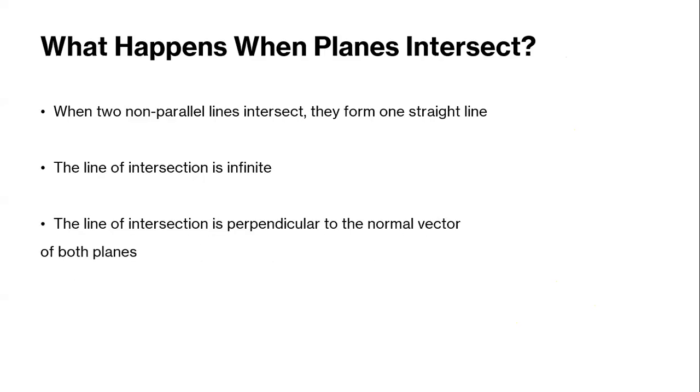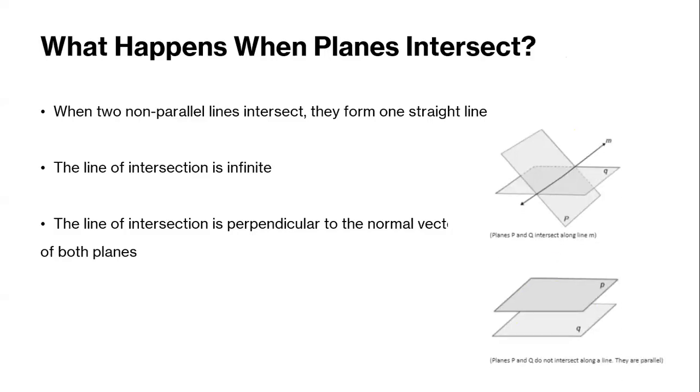So when planes are in a 3D space, they will eventually touch, but they don't just touch, they intersect. And when they intersect, they form a straight line. And this line is infinite, meaning it moves forever in both directions. And this line of intersection is perpendicular to the normal vector of both planes.